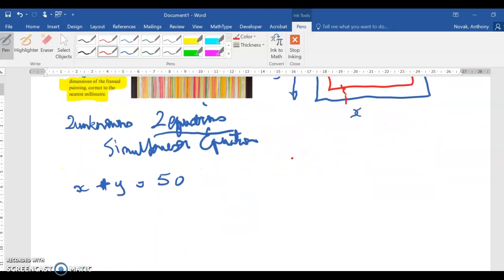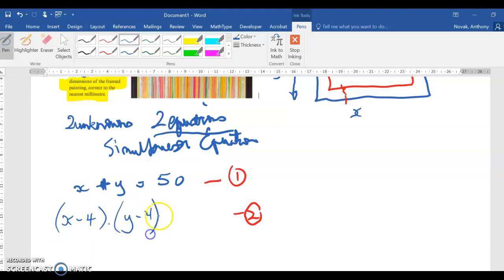So that is equation 1, and our second equation will be the area. So that's x minus 4 centimeters multiplied by y minus 4. We're told the area is equal to 300 centimeters squared. So now we are ready to do the solution process. And that's, of course, simultaneous.